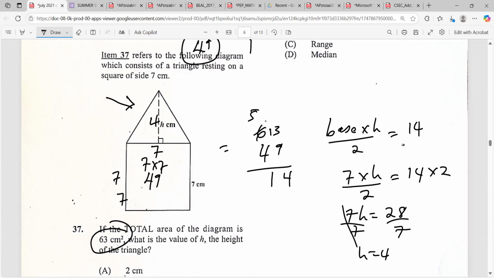Let us see if it makes sense. 7 times 4 is 28 and you divide it by 2. So this works out to 14. Yeah. So 4 would be the answer. I can answer questions, bro.